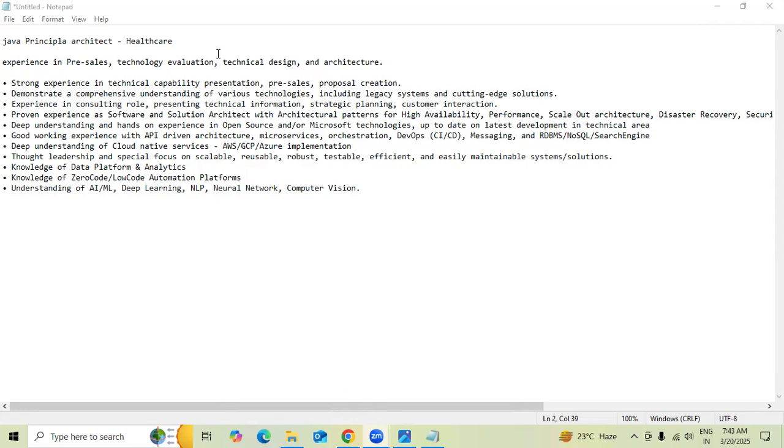So, being a Java principal architect, especially in healthcare, we must have experience in pre-sales, because understanding RFPs and RFQs is really needed for architect positions. At the same time, we must have expertise in developing technology evaluations, technical design and architecture, and system designing by implementing different models, something like the C4 model. That is point number one.